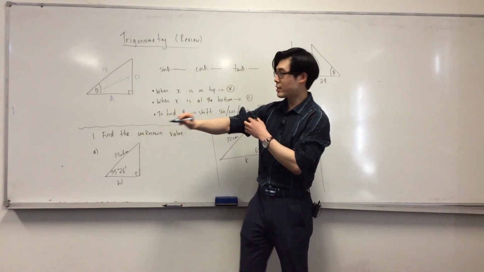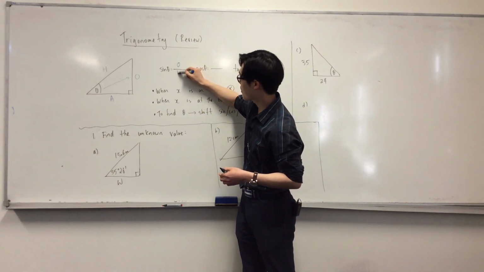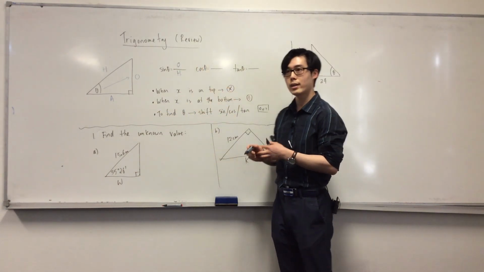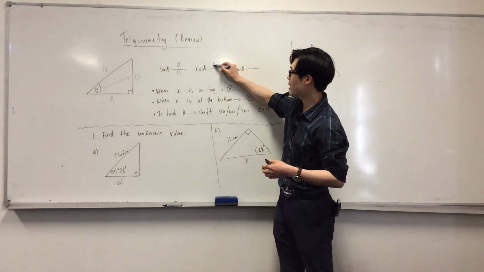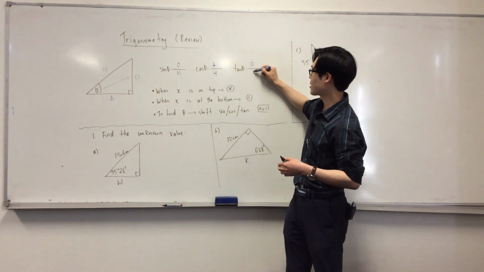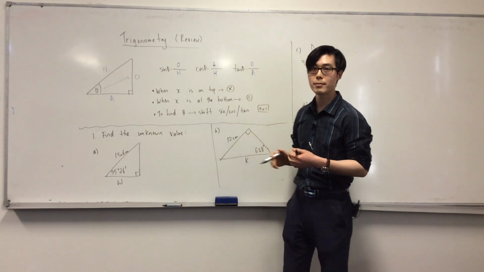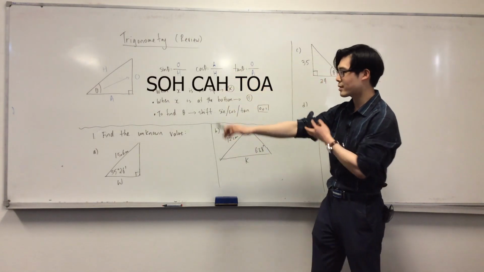And we learned from last year, girls, sine is opposite over hypotenuse. Do you remember the cos one? Cosine is adjacent over hypotenuse, and tangent is opposite over adjacent. Yes, remember? Now, don't worry about these three points. Let's get on to the question.